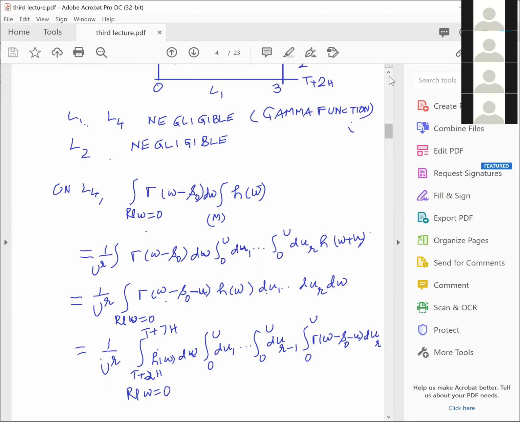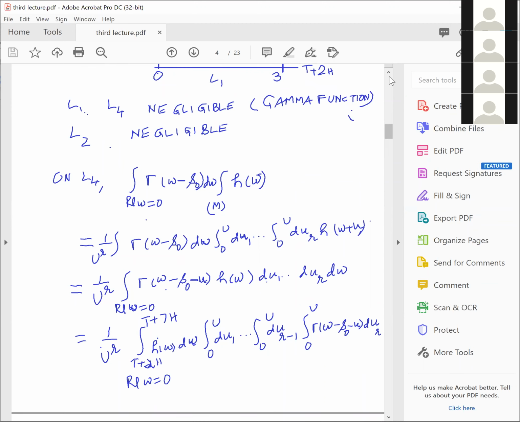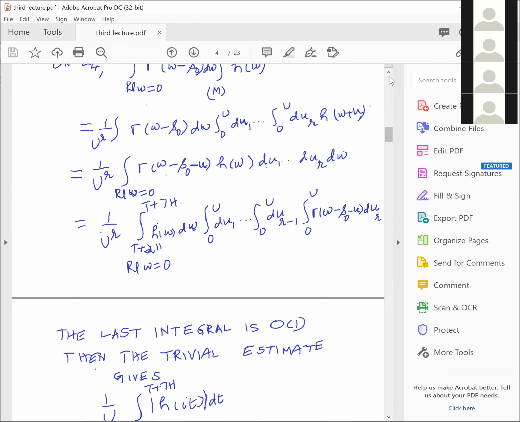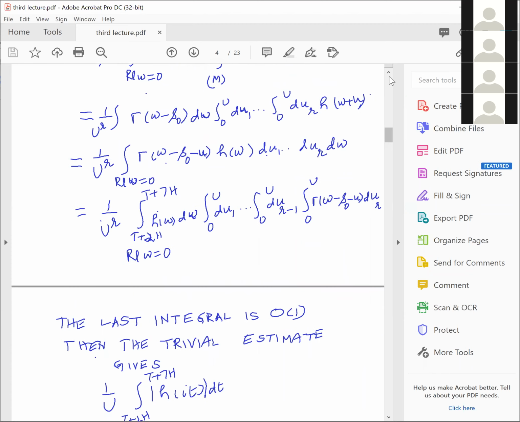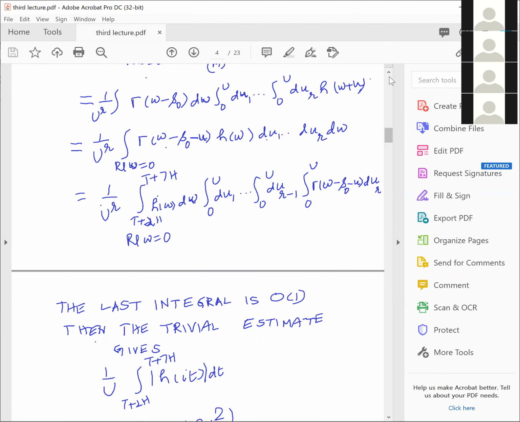Because the last integral, gamma of w minus s naught minus u du, is bounded where u is equal to u1 plus u2 plus etc. plus u_r. And therefore, I have only u power r minus 1 which comes, but that's a u power r in the denominator. Therefore, one u disappears. And then what I have is h of w dw with the real part of w equal to 0, which means what I need is the integral from t plus 2h to t plus 7h of h of it dt. I just need, this is 1 over u times the L1 norm of h. That's all what it is. The whole calculation is not too difficult, but therefore I have just skipped it.